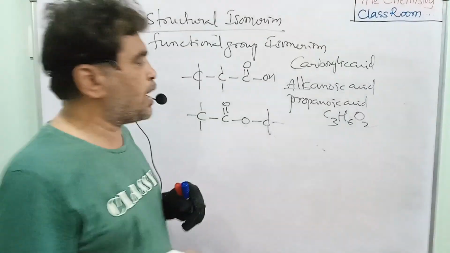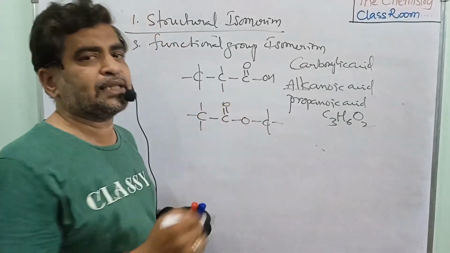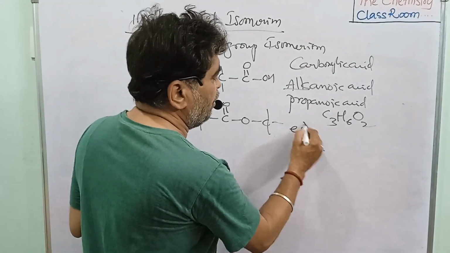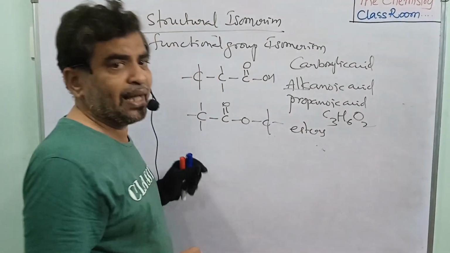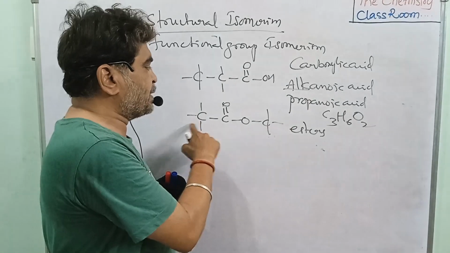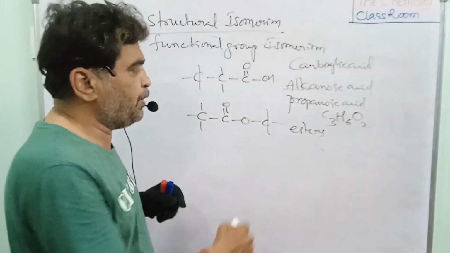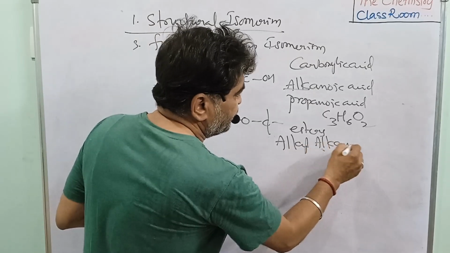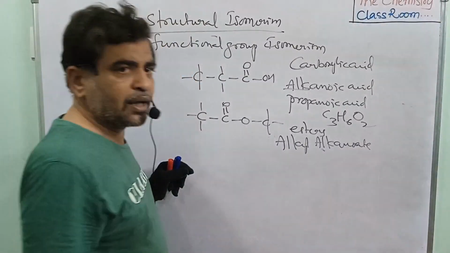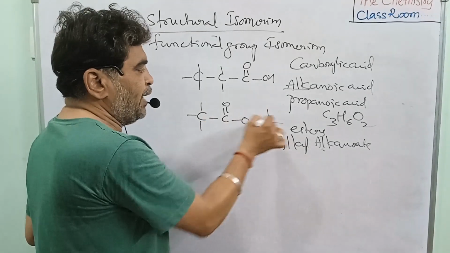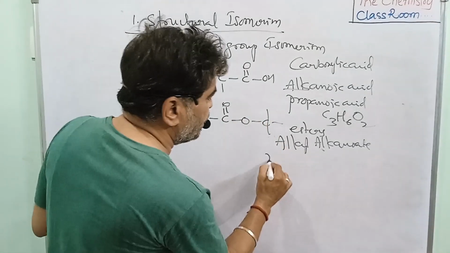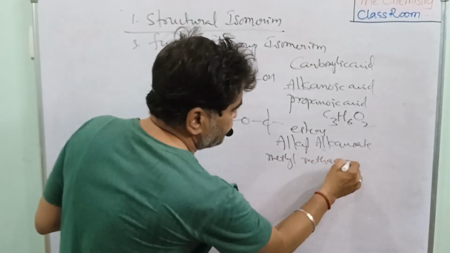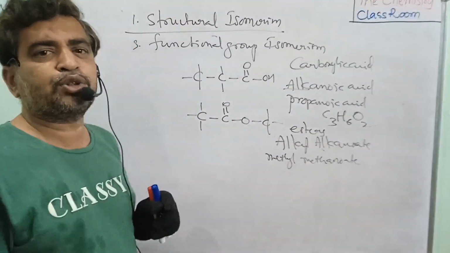When you observe this compound, what is the functional group? It is COO. With the COO functional group, the compounds are called ester compounds. What are they called? Ester compounds. So the compound is methyl methanoate. What is the root word? Alkyl alkanoate. One is methyl and the other is methanoate. The compound is methyl methanoate, and it belongs to the esters.